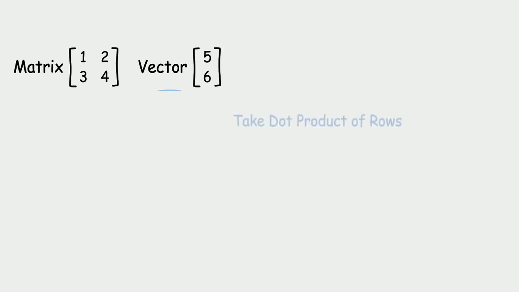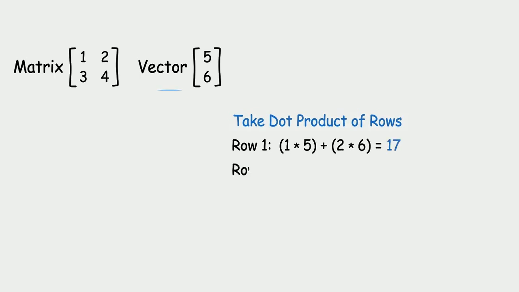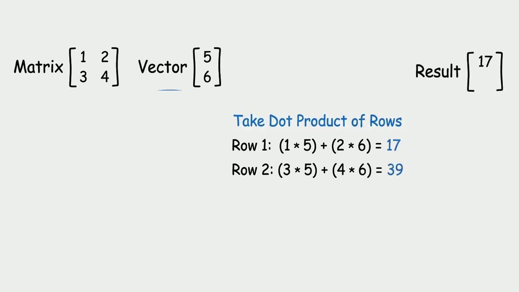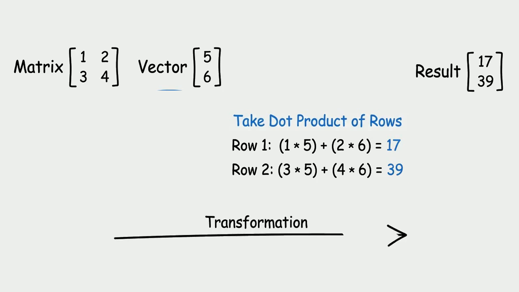You take the dot product of each row with the vector. So row 1, 1 times 5 plus 2 times 6 equals 17. Row 2, 3 times 5 plus 4 times 6 equals 39. So the result is the vector 17, 39. The matrix has transformed the original vector into a new one.